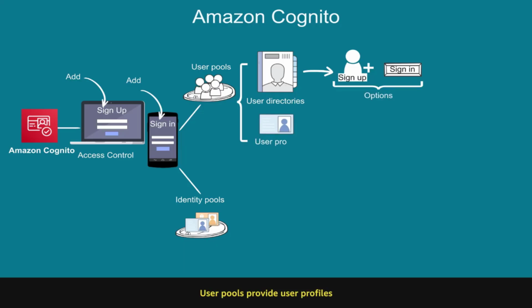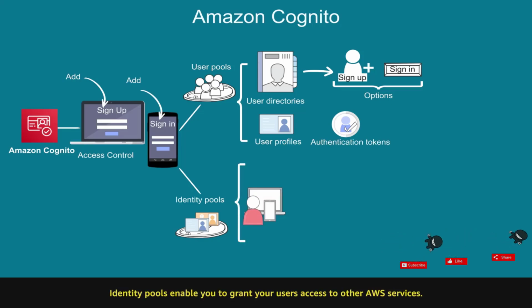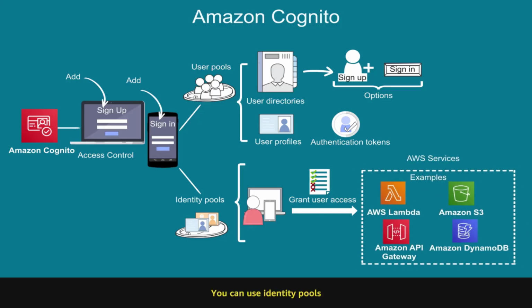User pools provide user profiles and authentication tokens for users. Identity pools enable you to grant your users access to other AWS services. You can use identity pools and user pools separately or together.